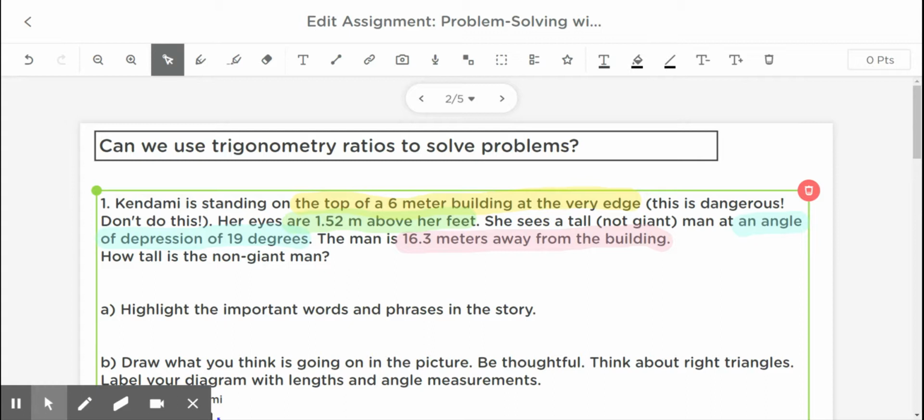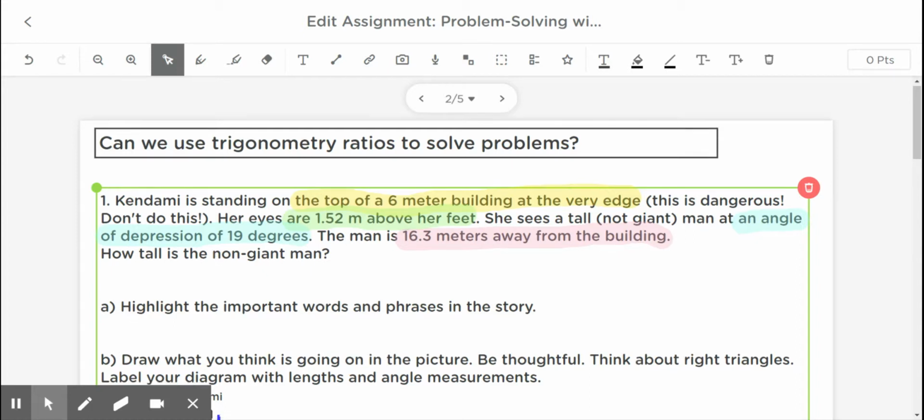So I highlighted what I thought was the most important here about Kendami. She's on the top of a 6-meter building at the very edge. Her eyes are 1.5 meters above her feet. She sees a tall man at an angle of depression of 19 degrees, and the man is 16.3 meters away from the building. We want to figure out how tall the man is. Angle of depression means that she's looking down from the horizontal 19 degrees.